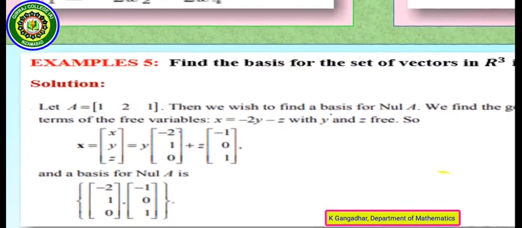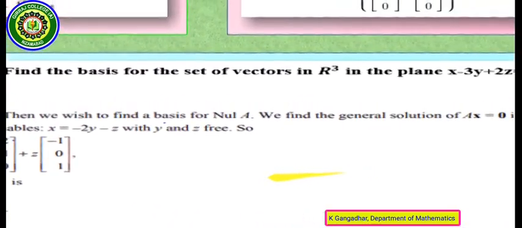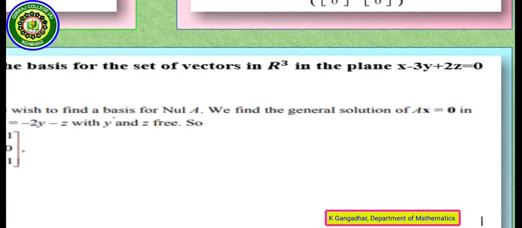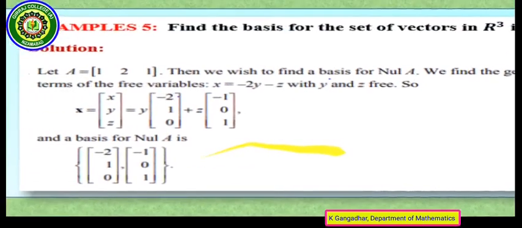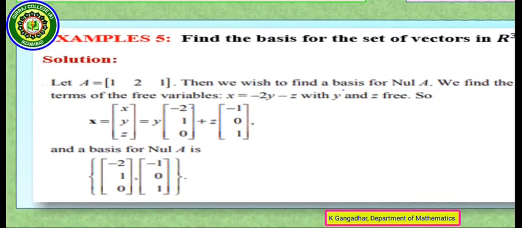So here the next problem is there. Find the basis for the set of vectors in R3 in the plane x minus 3y plus 2z equals 0. So here this equation we write x equal to 3y minus 2z. In the x vector we write the x value, and that we write as a linear combination: y into (-2, 1, 0) plus z into (-1, 0, 1). So these two vectors form the basis.